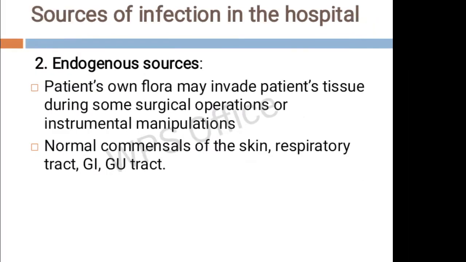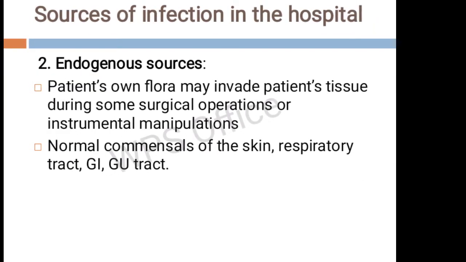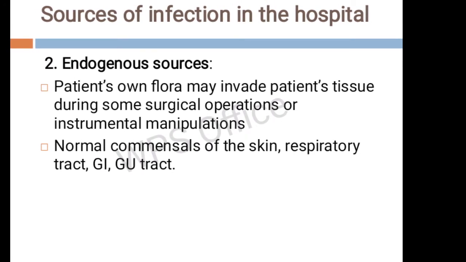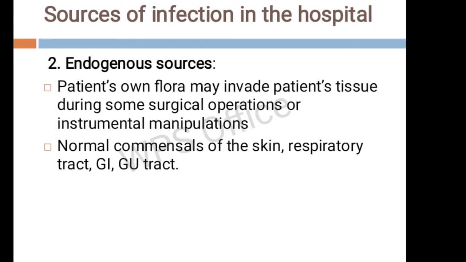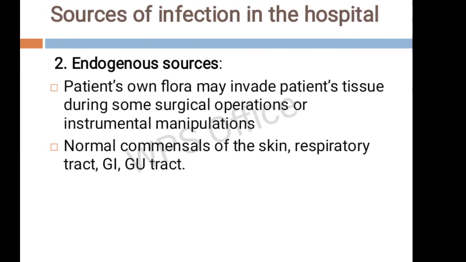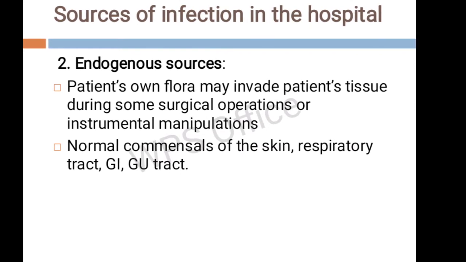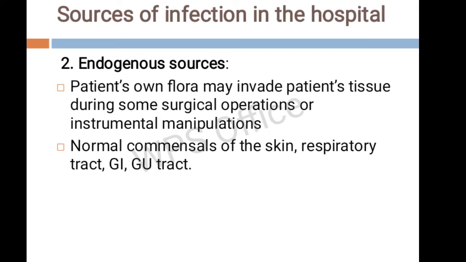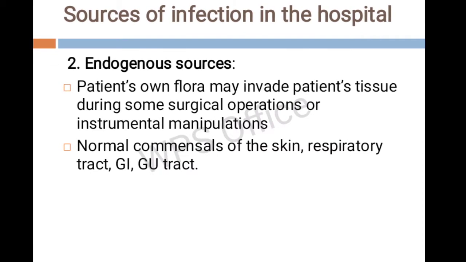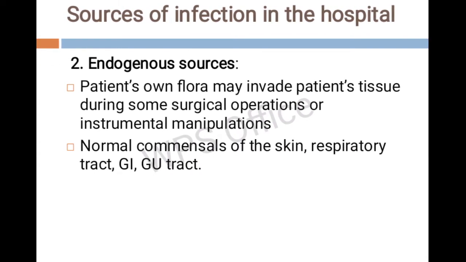The next is the endogenous source. That is the patient's own flora. This patient's own flora may invade the patient's tissues during some surgical operation or instrumental manipulations. The normal commensals of the skin, respiratory tract, GI tract.